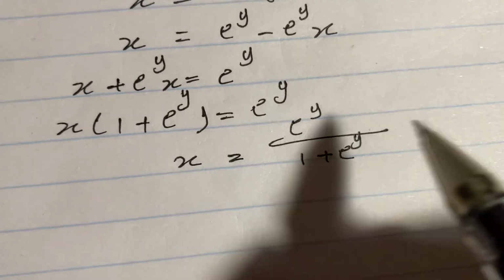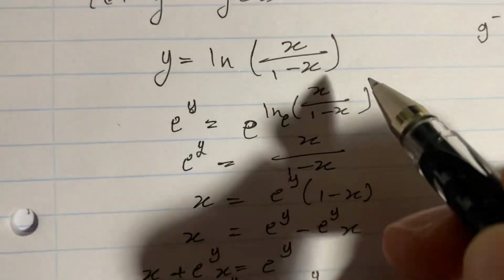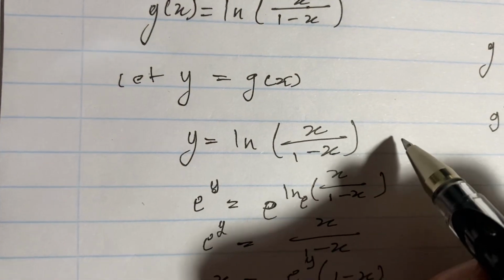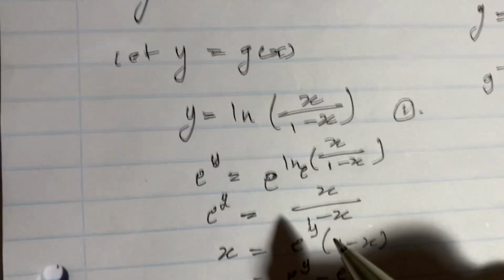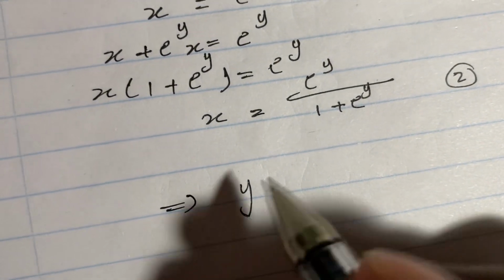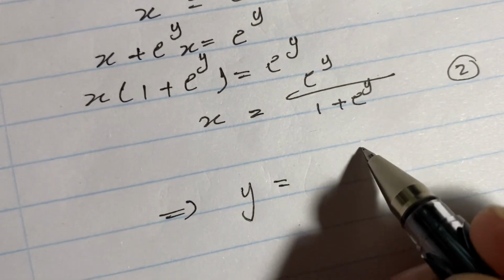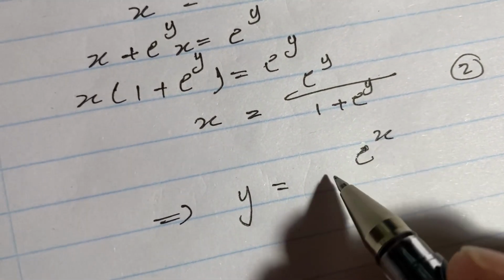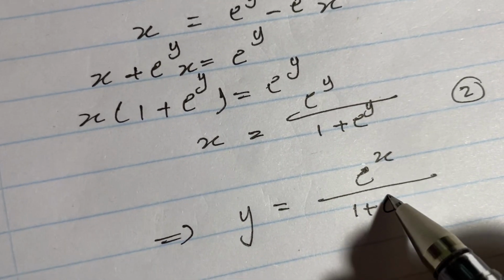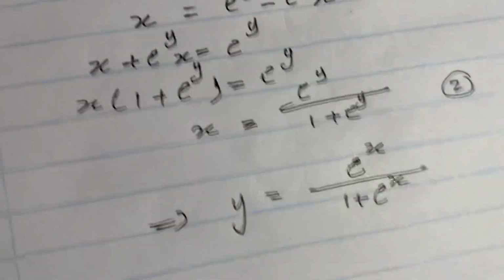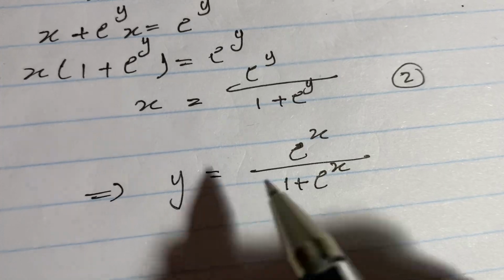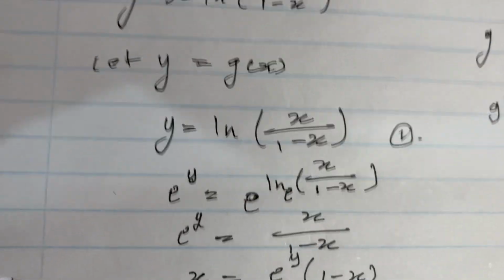Some people swap it here, some people swap it there. I usually swap it here. So therefore, this implies that your y equates to e to the power of x divided by 1 plus e to the power of x. Then you're done. So this is your inverse function of that function.